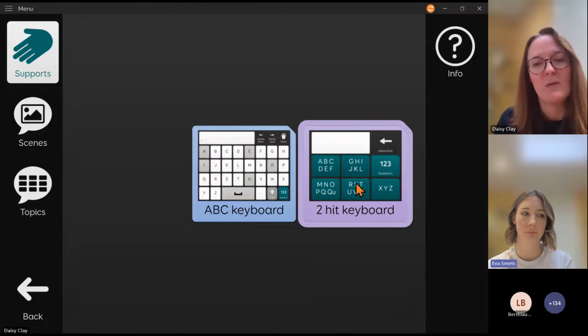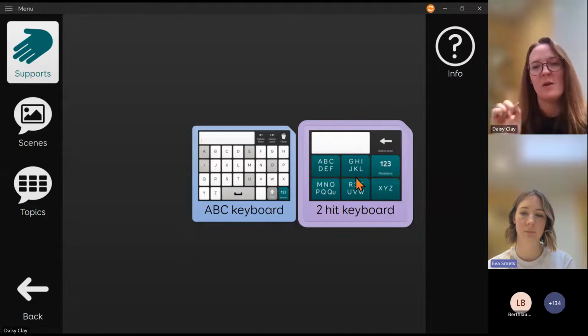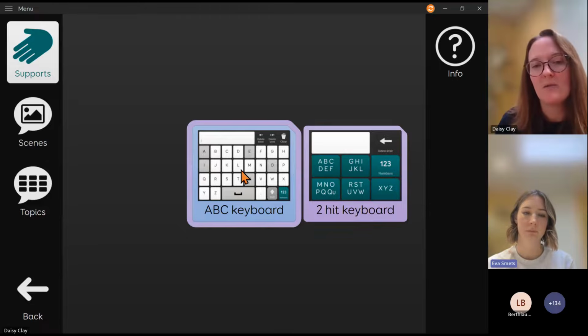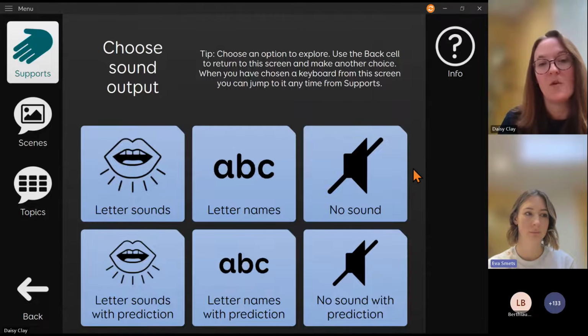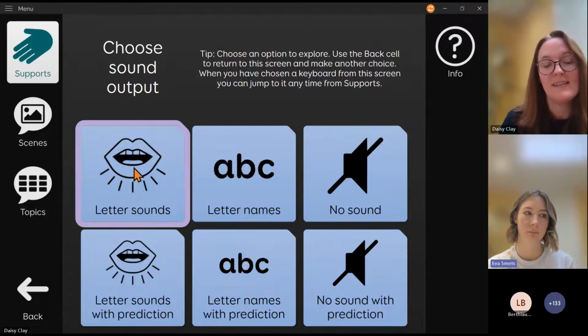So the one you saw just now was a 2-hit keyboard, and that's designed to be the same cell size as you see throughout Duo 9. So if you're someone using Duo 9 because of access, or you need those cells to be that size for vision, then that's really consistent. But if you are able to access smaller cells, you could choose this ABC keyboard layout. ABC keyboard. And then for both of those, you've got options such as letter sounds.